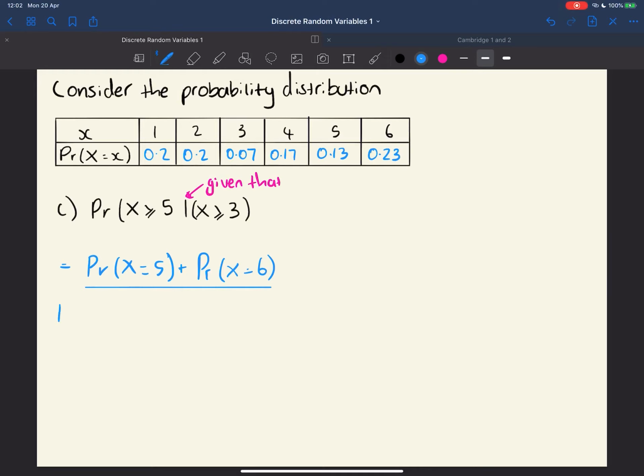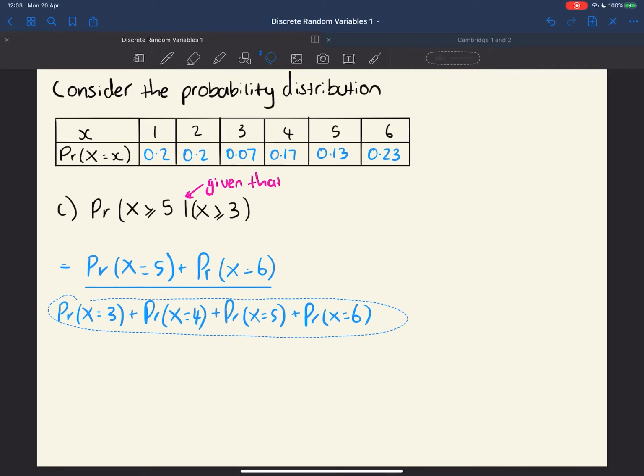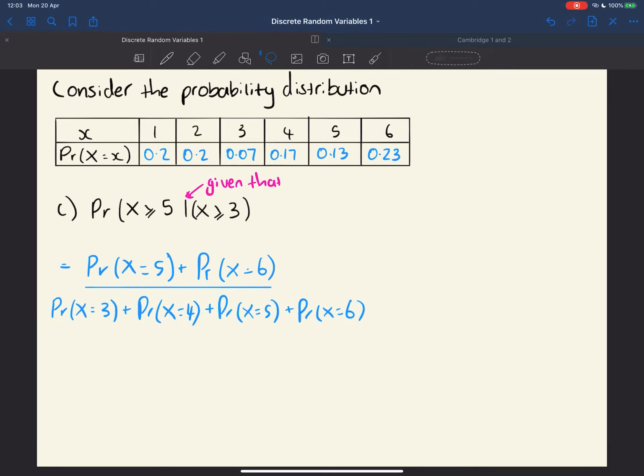So the probability that x is 3, plus the probability that x will be 4, plus the probability that x will be 5, plus the probability that x will be 6. Okay. Should probably just extend my fraction line just a little bit. There we go.